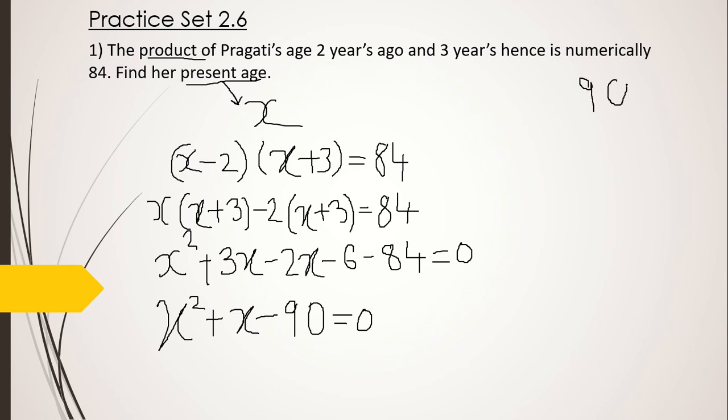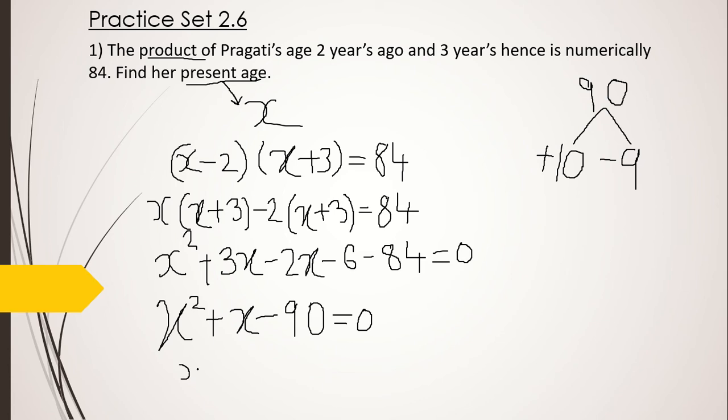Now we have to factorize this 90. Find the factors of 90 in such a way that, since the last term has a minus sign, after subtracting I should be getting 1, because the middle term is 1. So factors of 90 I can choose as 10 nines are 90, and 10 minus 9 will give me 1. Middle term sign is positive, so that has to be given to the greater number, and the other number will get a negative sign.